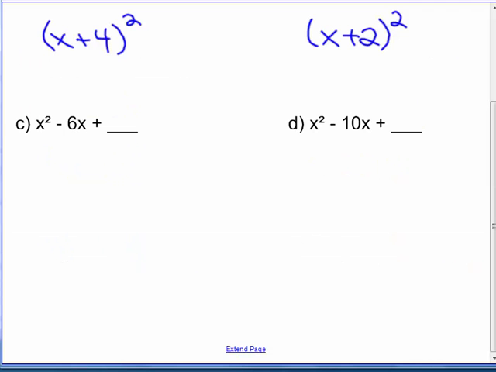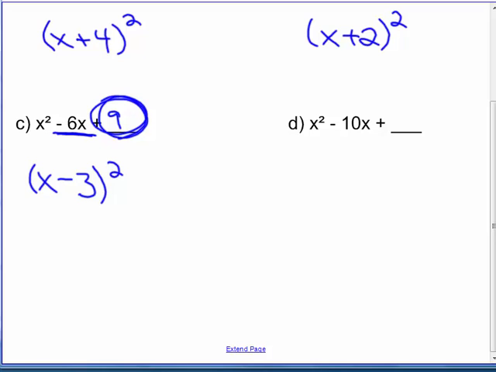equals that. In c, so I have x squared minus 6x. Again, I look at the middle term. My middle term is negative 6, so I know it's going to be half of that. But it's going to be half of that and then squared here, so it's plus 9. Negative 3 times negative 3. So it's going to be x minus 3.